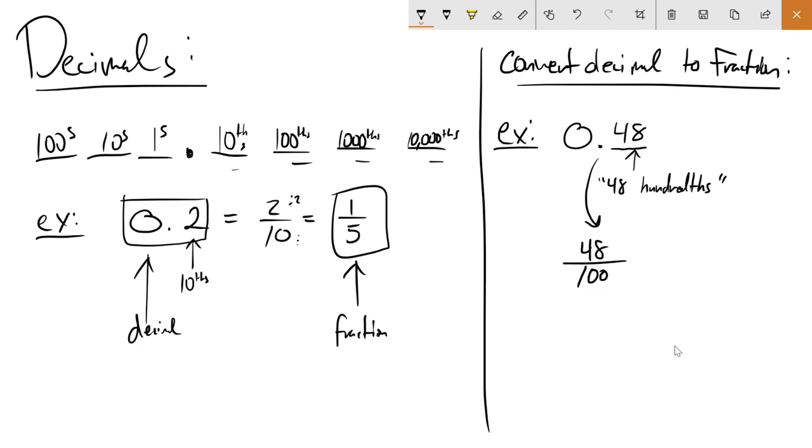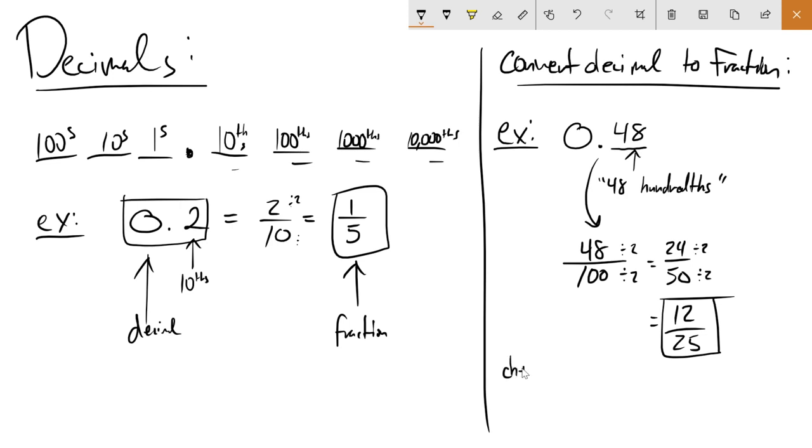That one's reducible, though, because both of those are divisible by what? At least 2. So you can start there. If you divide by 2, that'd give you 24 over 50. But then that would also reduce, divide by 2, 12 25ths would be the fraction. Okay, so 0.48 is the same as 12 25ths.